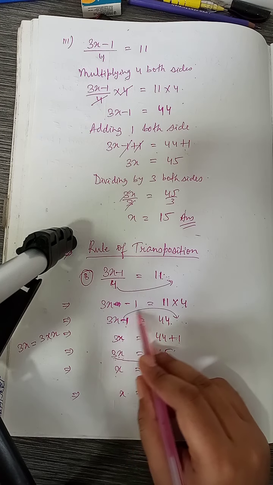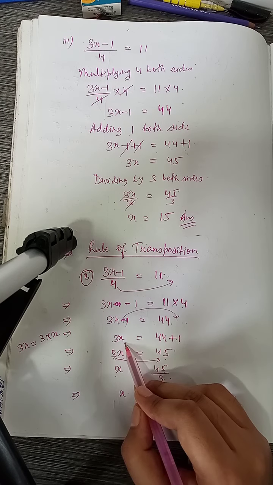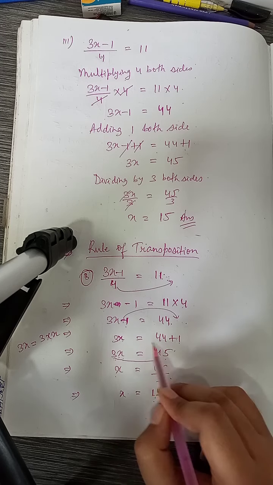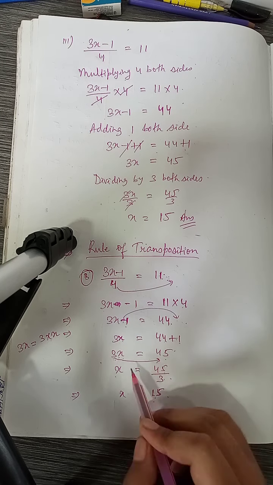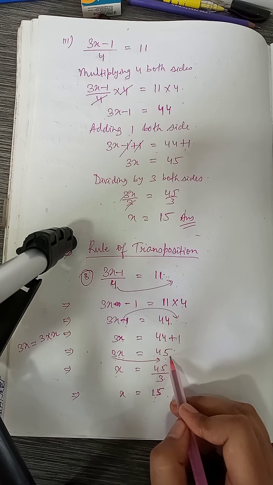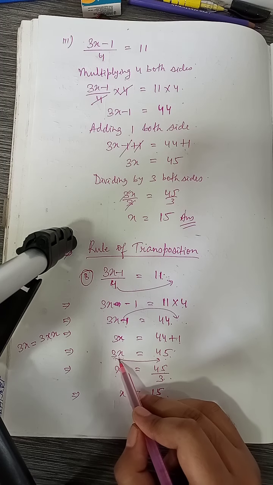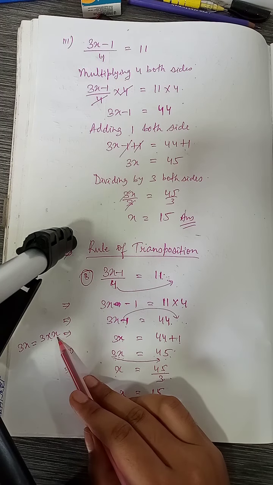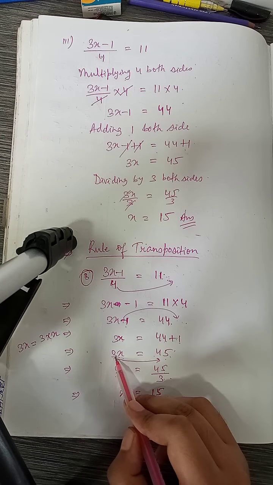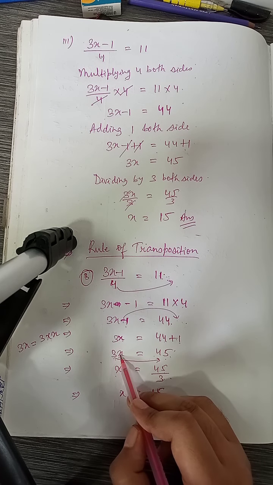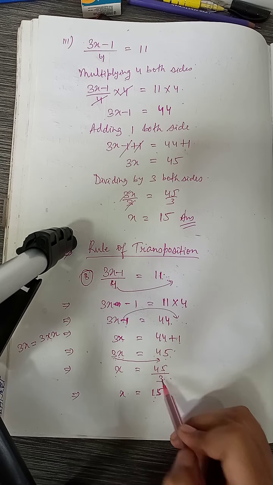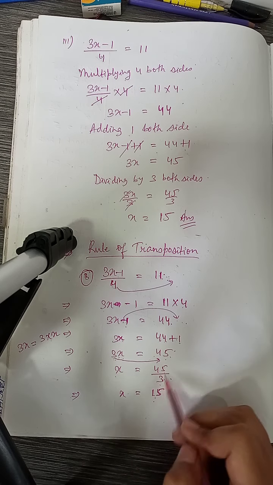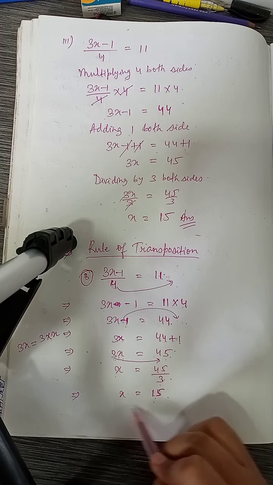So 3x, this minus 1 has gone to the other side, so no more minus 1 here. So 3x equal to 44 plus 1, so 3x equal to 45. Now 3x is actually 3 into x. So in this multiplication, this 3 that is multiplied with x goes to the other side, it becomes division. So x equal to 45 divided by 3, so x equal to 5.